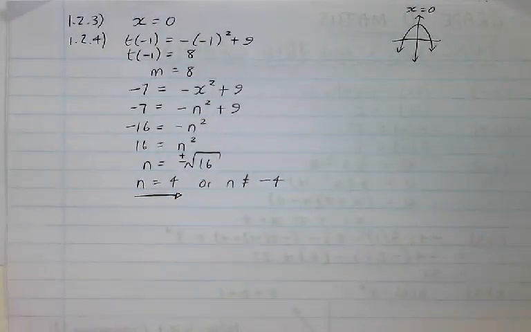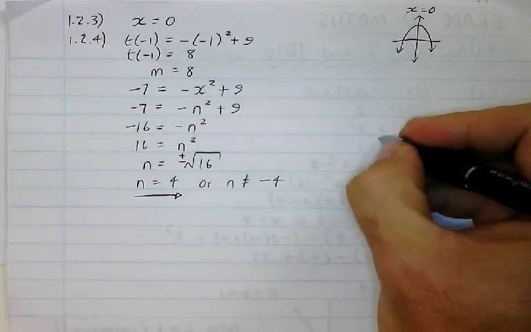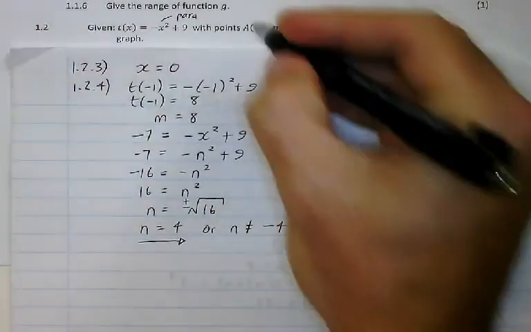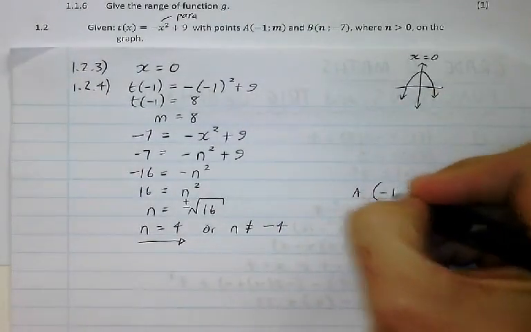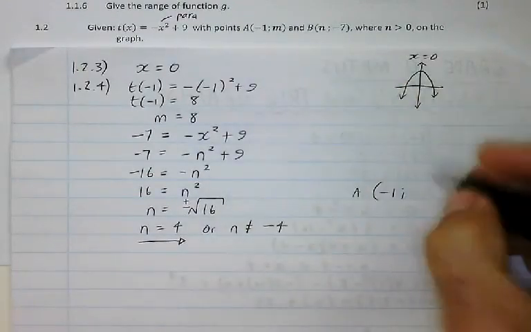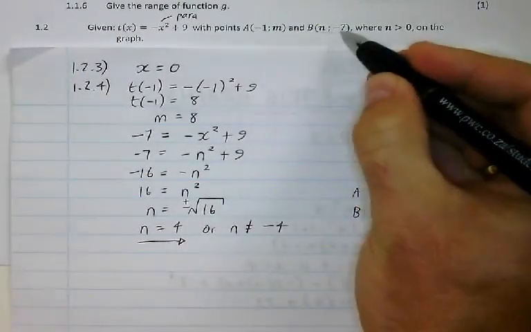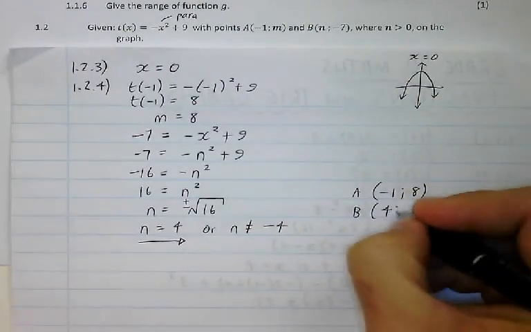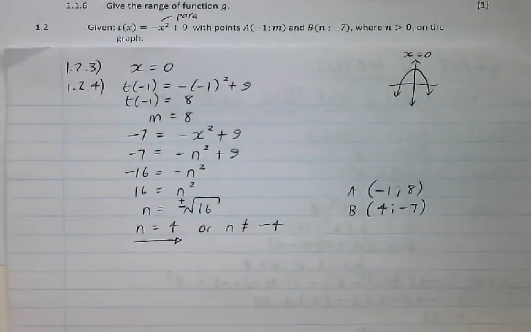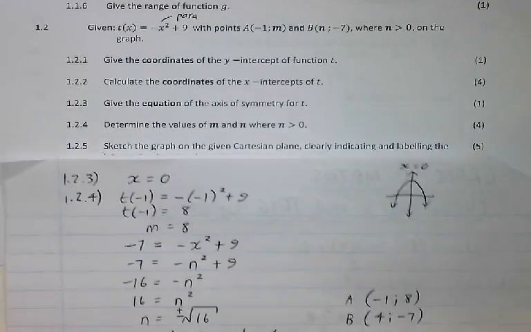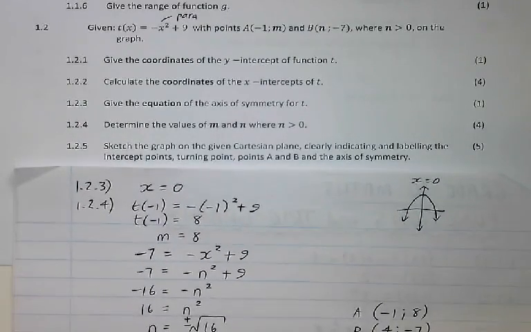Ultimately, you've got new coordinates. A is now no longer (-1, m), it's (-1, 8). And you know that B is no longer (n, -7), it's (4, -7). All good. We go to 1.2.5, which asks us to sketch the graph on the given Cartesian plane.